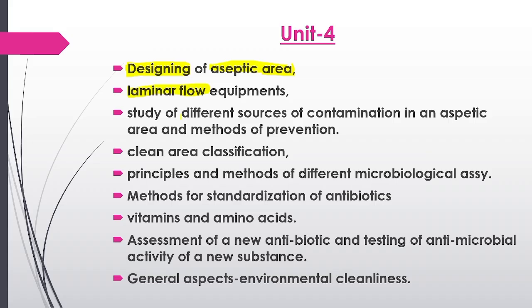And next, what are the different sources of contamination? Many sources are there in the aseptic area. The first one is personnel. Personal care is very important whenever a person is entering into the aseptic area. Okay, and the next one, raw materials. The raw materials used for manufacturing or any synthesis of any material must be sterile before entering into the aseptic area. And the next one, working environment.